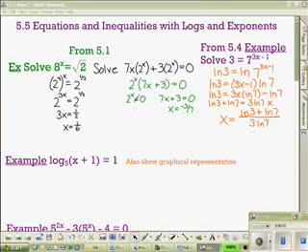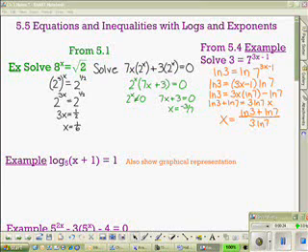This is section 5, which focuses on solving equations and inequalities with logarithms and exponentials. What I did to start the section is just copy and paste a couple of examples that we had in sections 1 and 4 in order to show you how you've already done a number of these problems and just to refresh your memory.